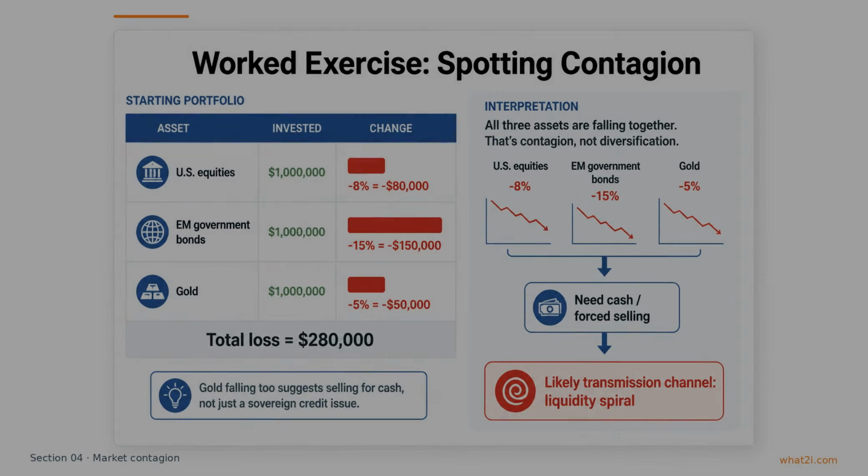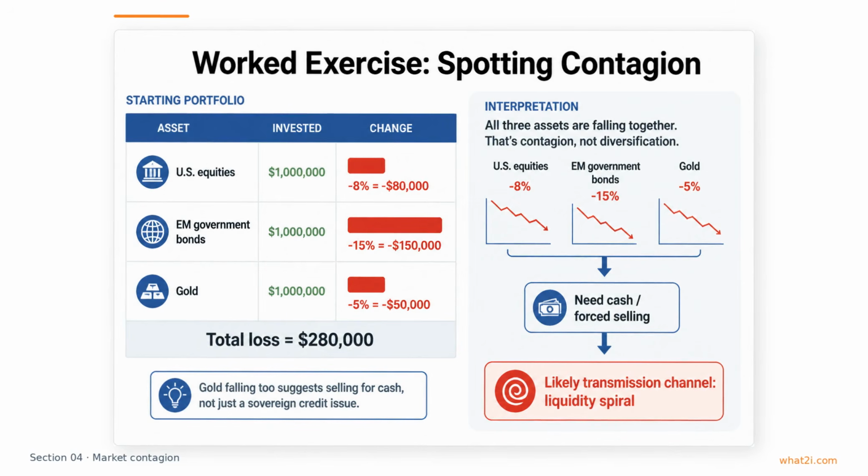This exercise makes the arithmetic simple so the pattern stands out clearly. A $1 million position in U.S. equities losing 8% means an $80,000 loss. A $1 million position in emerging market government bonds losing 15% means a $150,000 loss, and gold down 5% adds another $50,000. The total portfolio loss is $280,000.